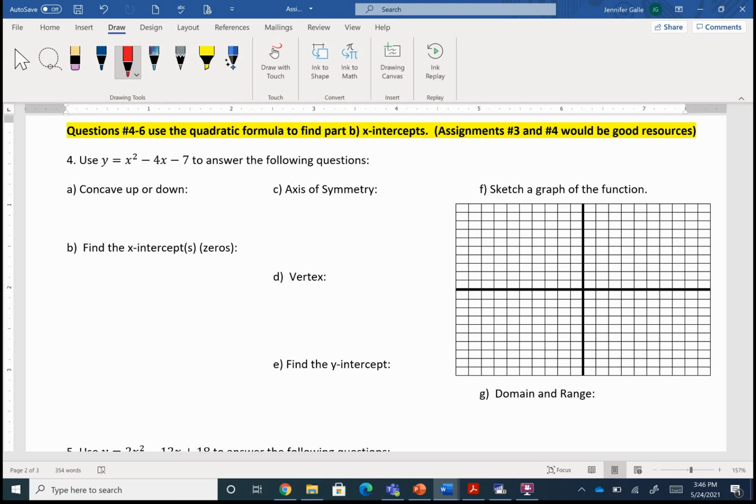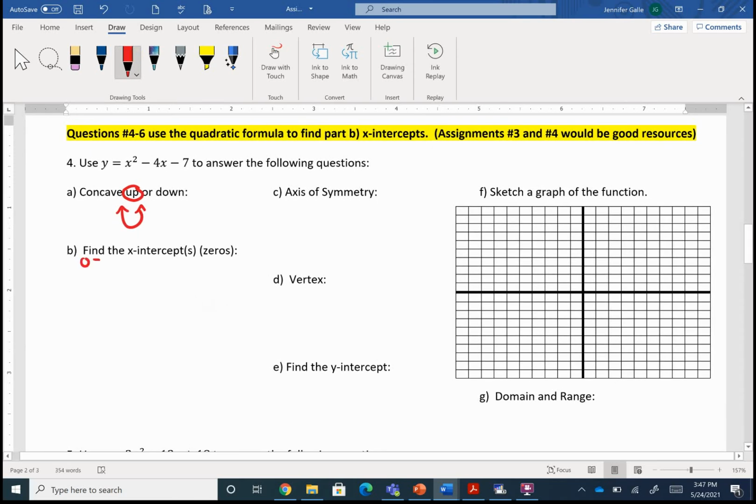All right, we come across our up or down question. This graph will open up because our x squared is positive. You don't have to draw the picture. I'm just showing you what it's going to look like when we graph. All right, to find x-intercepts, 0 goes in for the y.